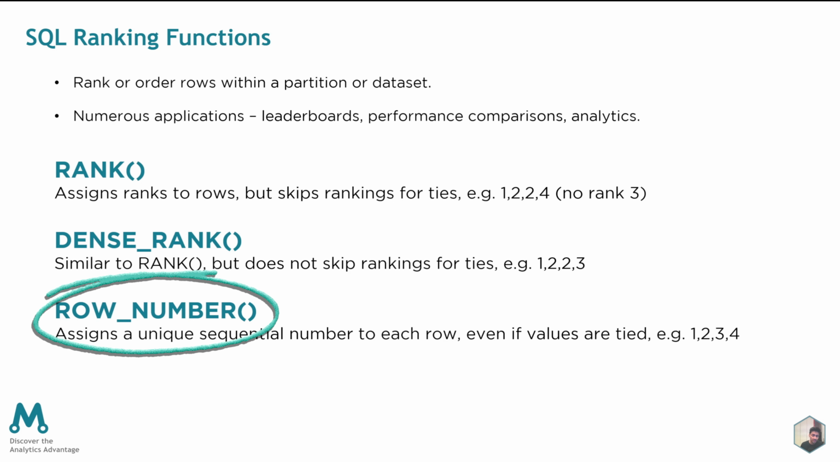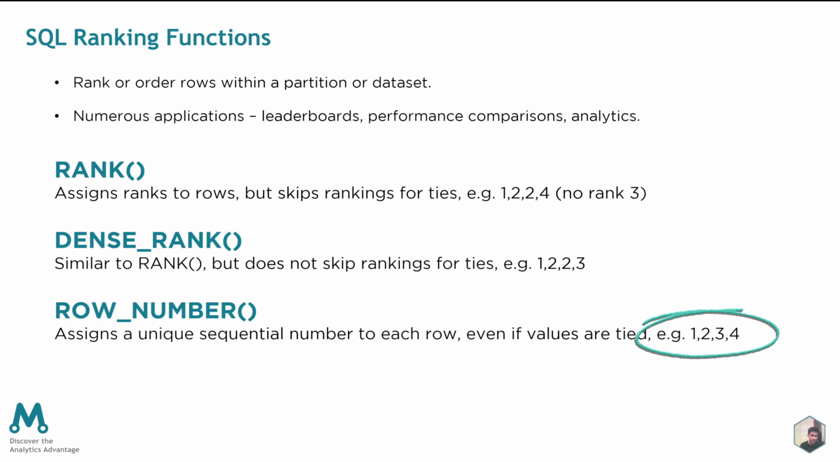And then the third one is ROW_NUMBER. ROW_NUMBER is a bit different from RANK and DENSE_RANK. In this one, you're basically assigning a unique sequential number to each row. This is somewhat like assigning a unique ID to each row. Even if the values are tied, this will still be 1, 2, 3, 4, and so on. Now let's dive in to see an example for each.